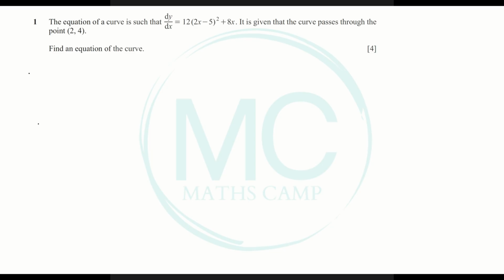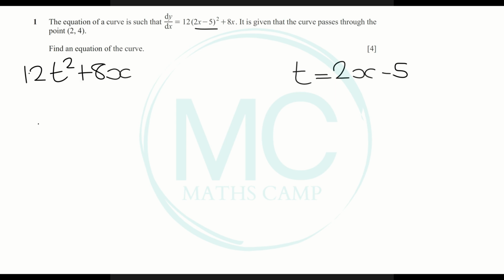To find the curve, we need to integrate, but the equation we've been given includes a bracket, so we need to use the reverse chain rule. So let's make the bracket t. So we can say t is equal to 2x minus 5. Now I can rewrite this equation as 12t squared plus 8x. To use the reverse chain rule, I need to differentiate this equation. So I can say that dt divided by dx is equal to 2.